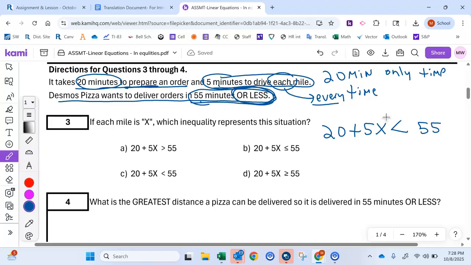But it says it can be 55 or less. That means it could be less, it could be 54, it could be 50, it could be 45. Less is okay, but this says it needs to be in 55 or less. So or means smaller or 55. So we've got to make it like this, okay? So which one is that? That is going to be B, right? Okay, so that's how you do that kind of problem there.